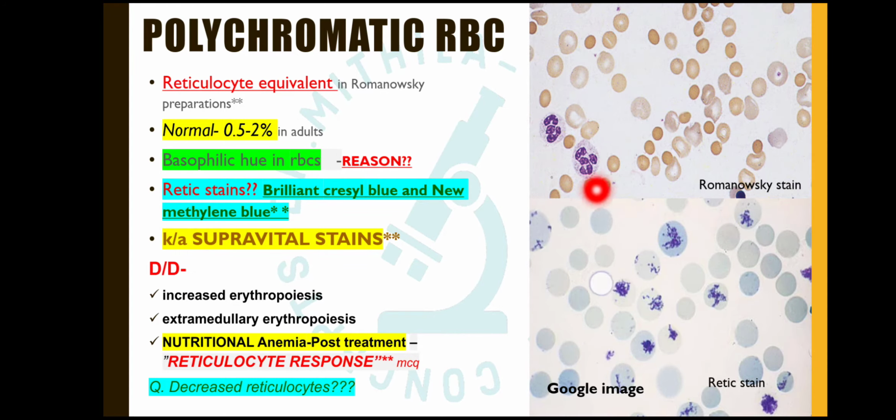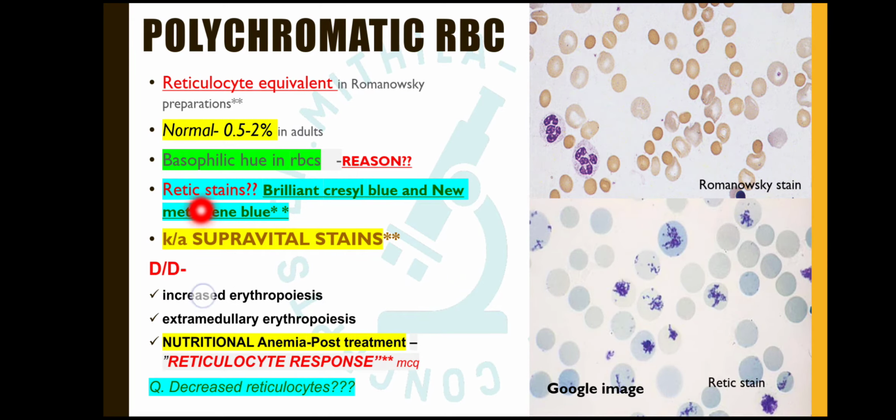In Romanowski stained smears, these polychromatic RBCs have a bluish-pinkish hue. The pink hue in the cytoplasm of the RBC is because of the hemoglobin, while the bluish hue is because of the RNA and ribosomes present in the polychromatic RBC. So you have to remember that they contain RNA and ribosomes. In the Romanowski dyes, they appear polychromatic.